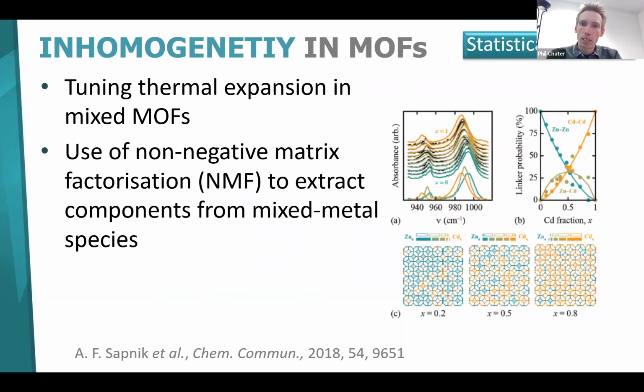There's also some statistical methods you can apply. This is an example in the MOF literature where they applied a statistical method known as non-negative matrix factorization. This is a smarter version of principal component analysis, basically, where we can look at differences between data sets and extract populations within that data set.